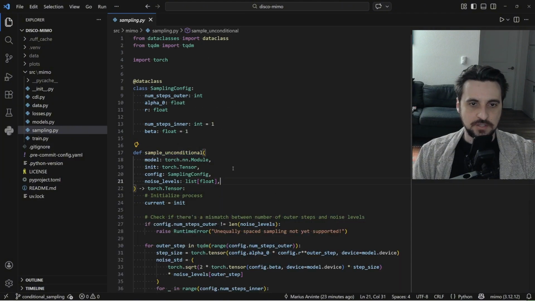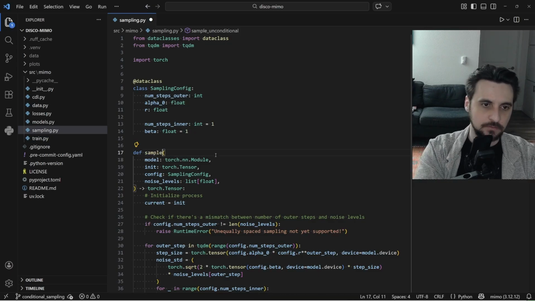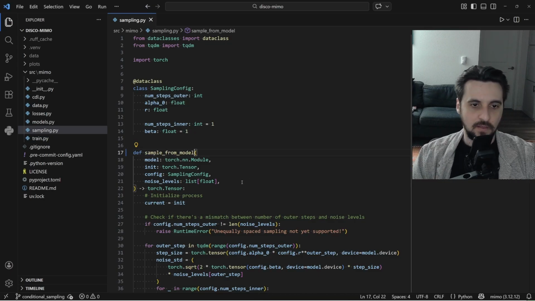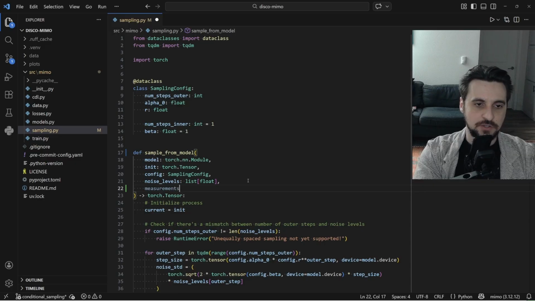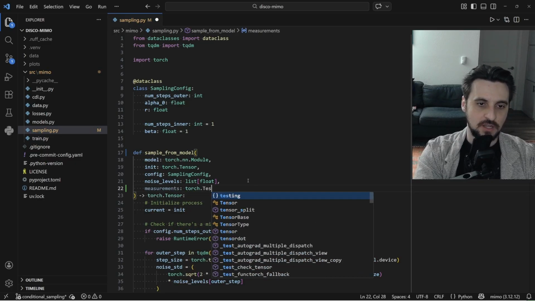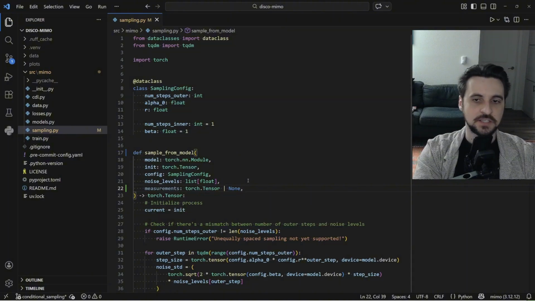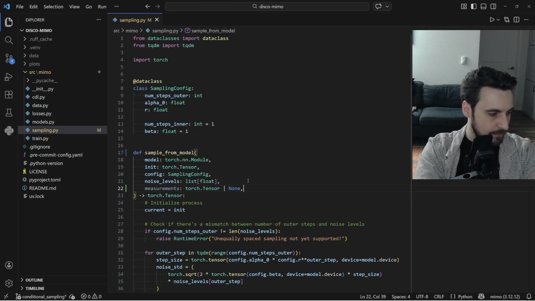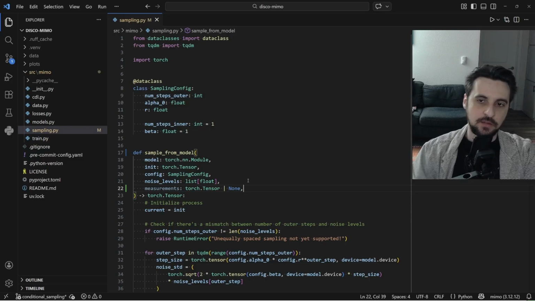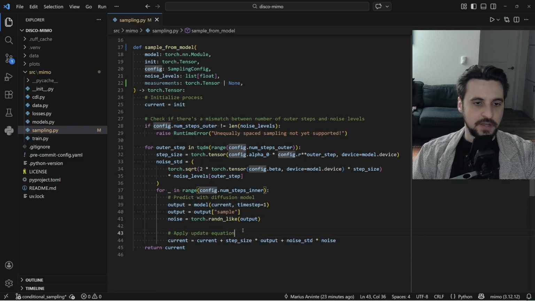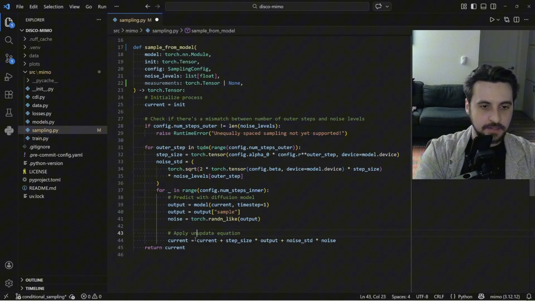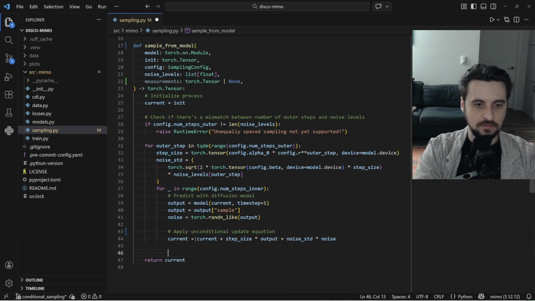What if we just magically call this sample from model, and we just give it measurements, which is either a torch tensor or none. And then if this is none, then we won't apply the measurement term. And that's it. Then we'll write the equation as it is, okay? So then we apply the unconditional update equation. And then all we need to do is apply the conditional update equation.